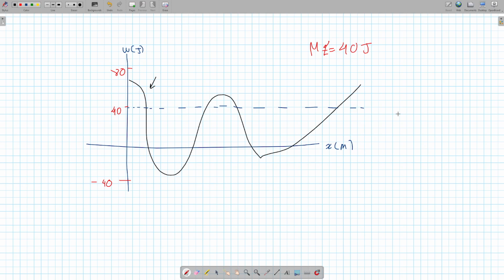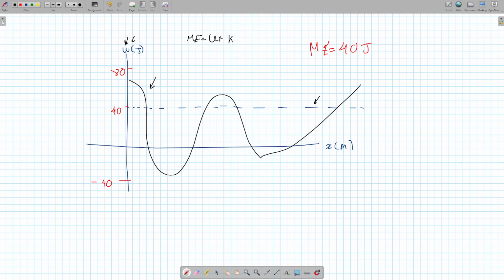But basically, let's say they came and told you the mechanical energy is 40 joules. You know that this graph is potential energy, and you know the mechanical energy. You know mechanical energy is potential energy plus kinetic energy.